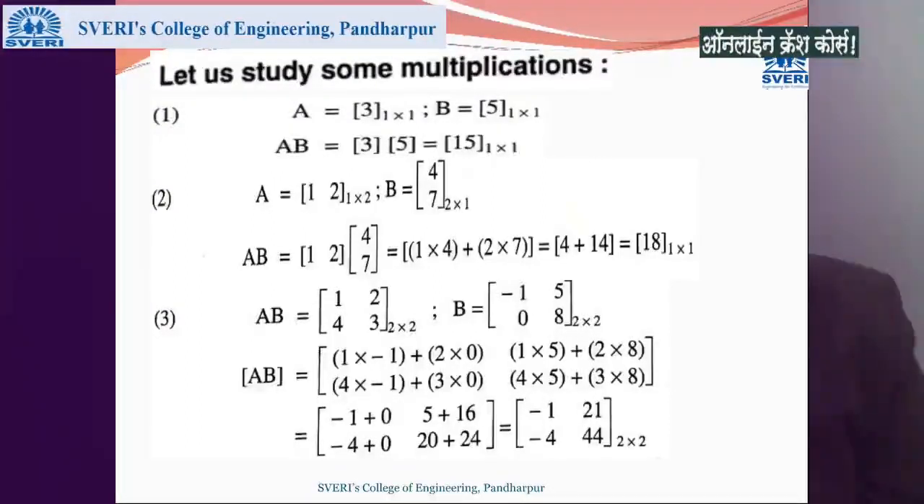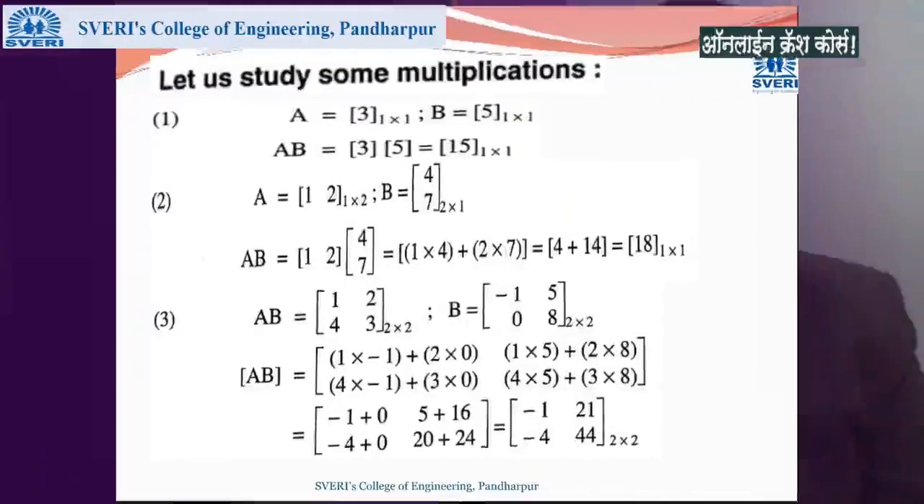Then if we have 2 by 2 matrices like A and B, A into B will be R1 C1, R1 C2, R2 C1, R2 C2. By using this trick, we will get the multiplication of any two matrices.